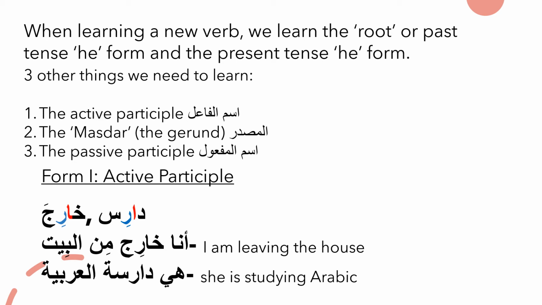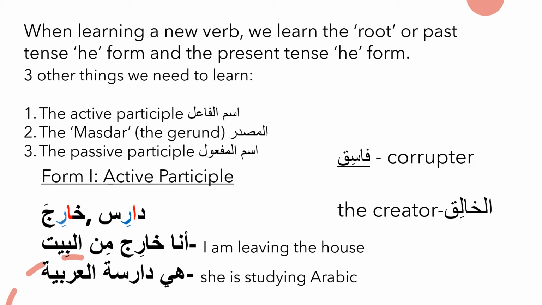This is also where our active participle is useful in Arabic, because we can say a daris could kind of mean a student. It's not used that often, but it could be. But also we have words like, for example, fasik. So to corrupt, fasik is a corrupter. And then al-khaliq is the creator. So khalaqa means to create, and then al-khaliq is the creator. So it's also the thing that does the verb as well.